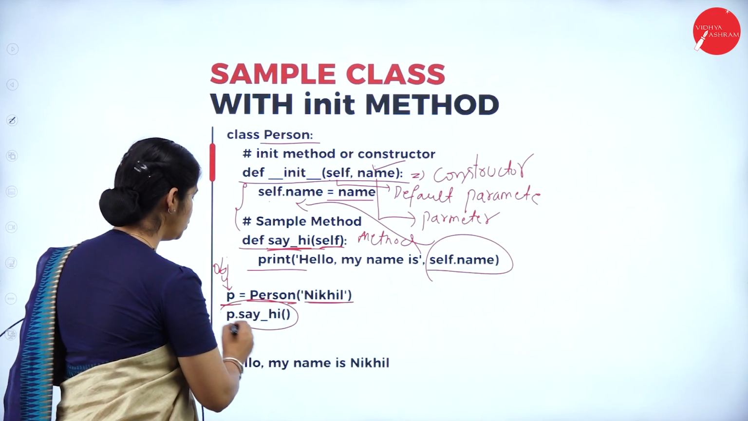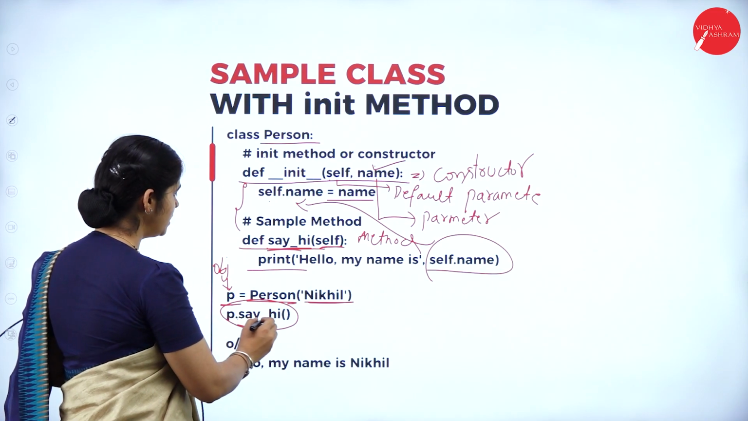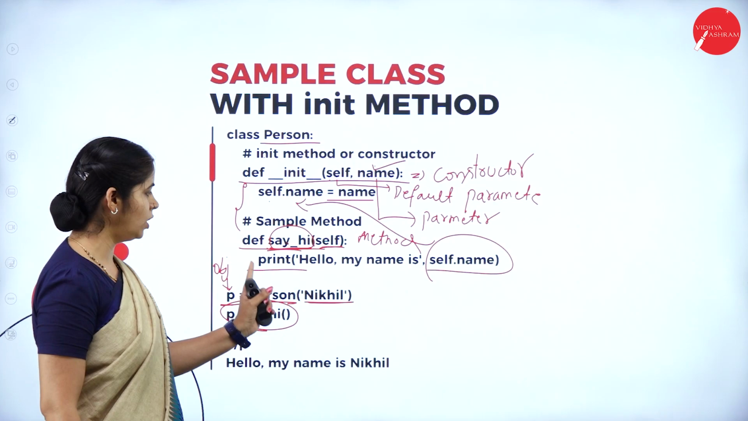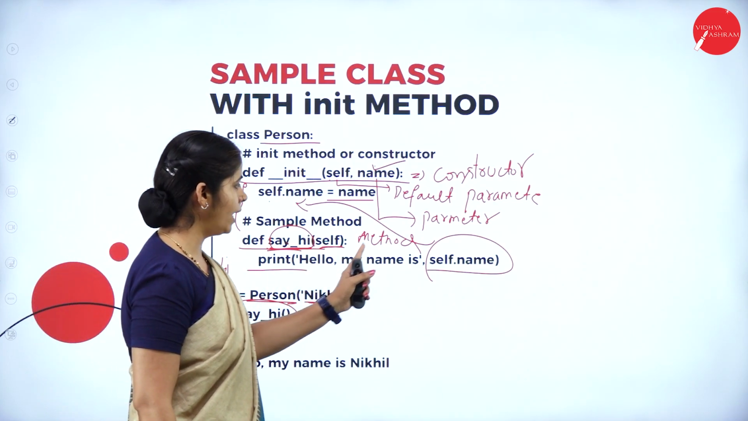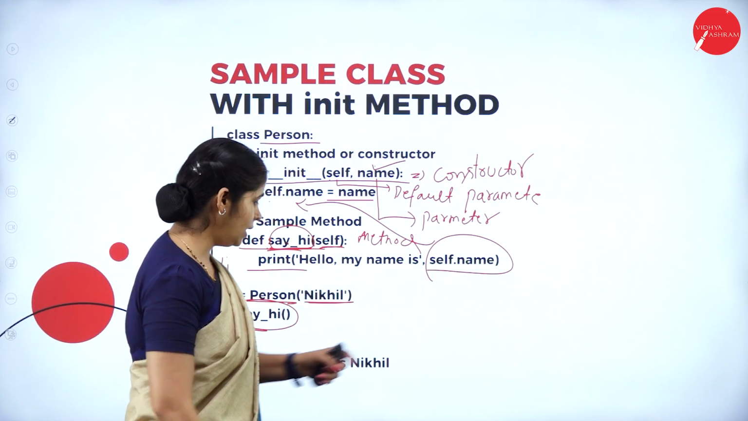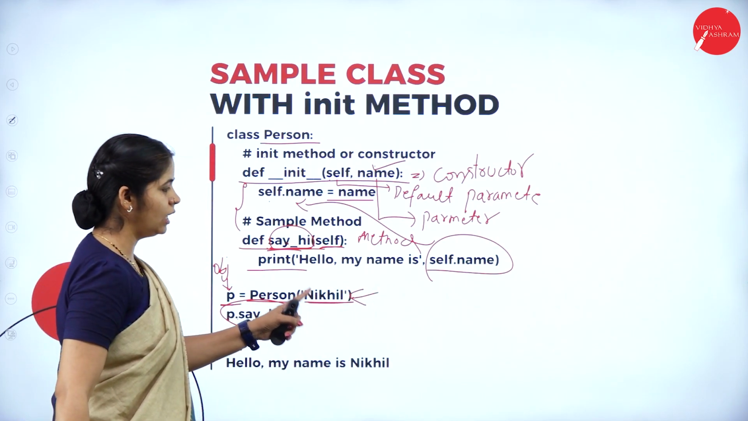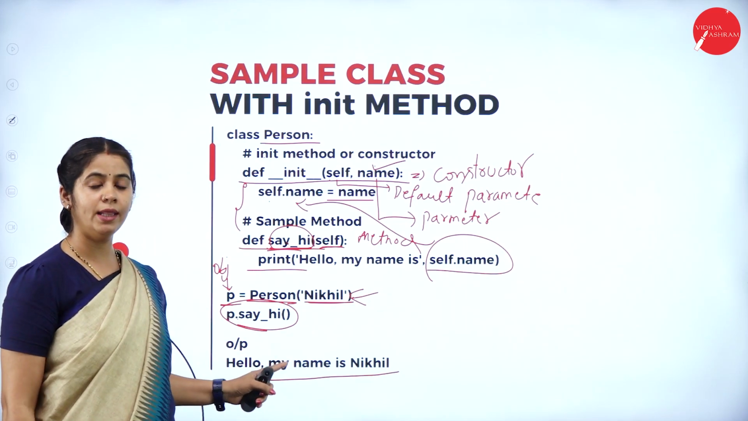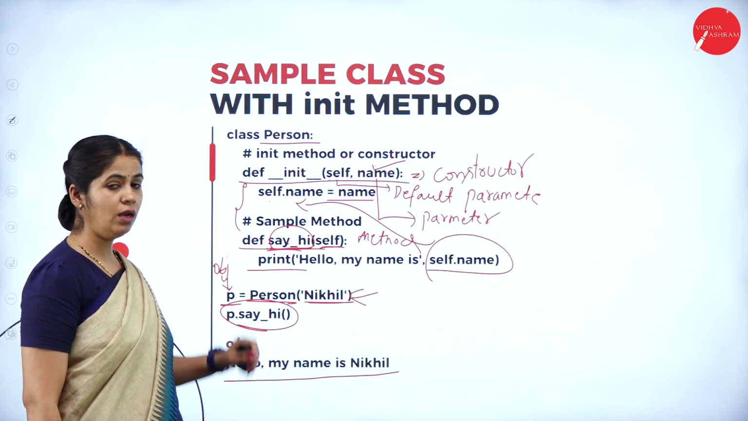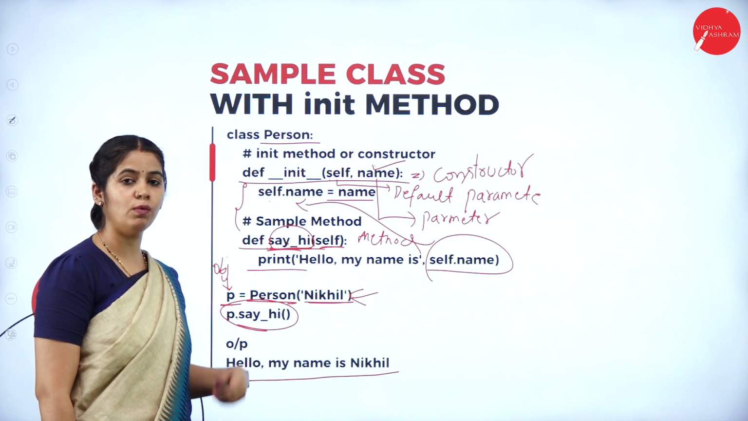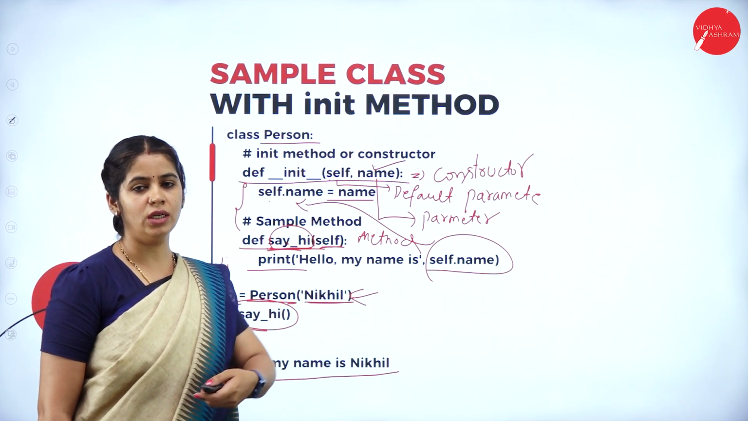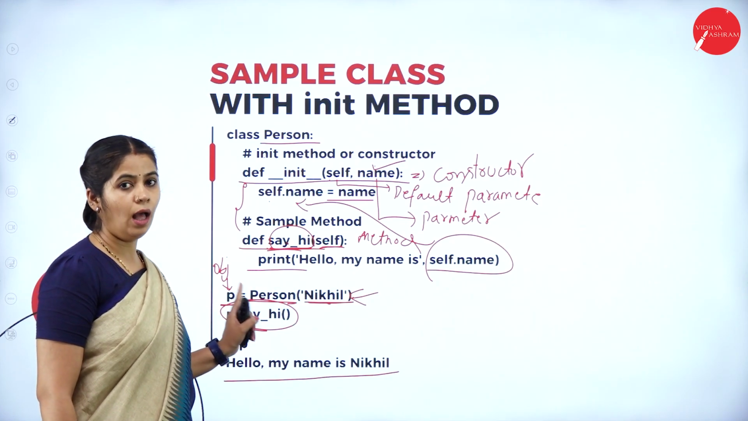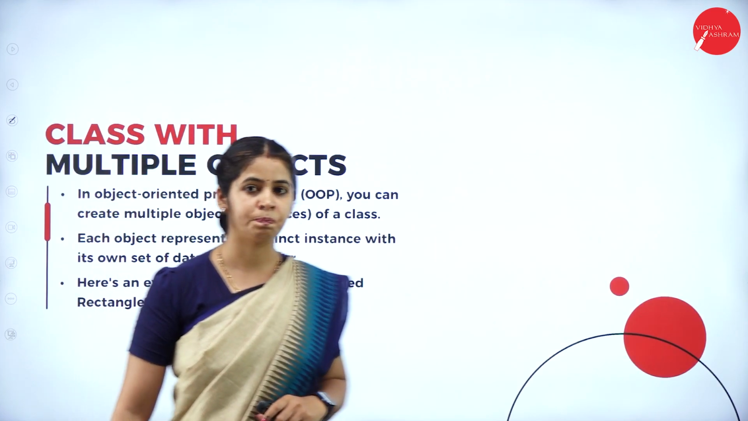When I call the function say hi, p dot say hi, it will print hello, my name is self dot name. What is the value for the name given? Nikhil. So it will print: my name is Nikhil. That will be the output for the given method. The init constructor will execute whenever we are creating the objects, right?